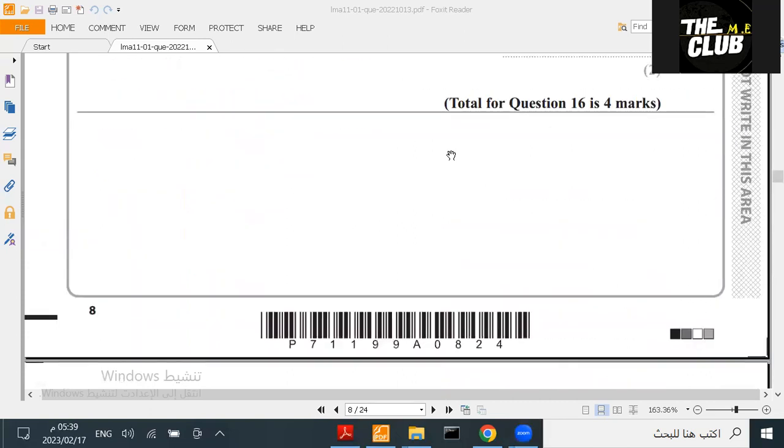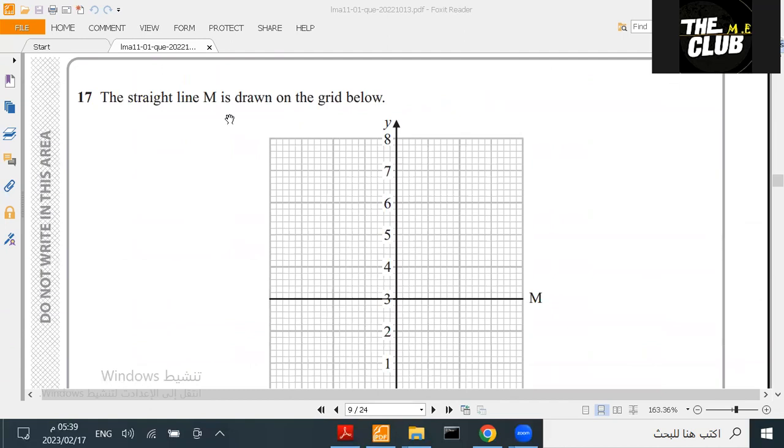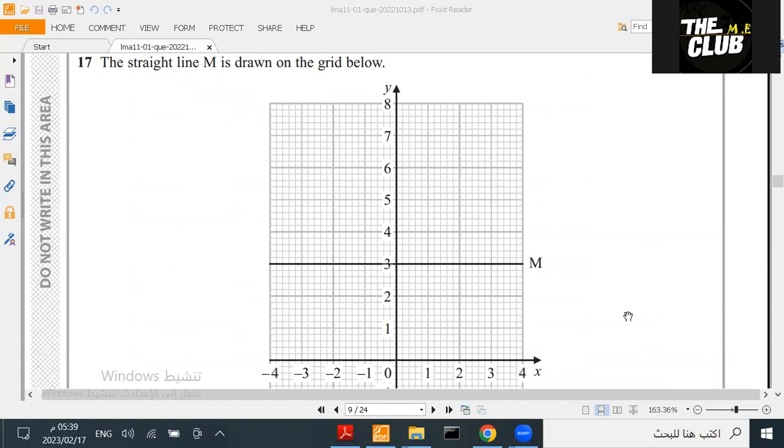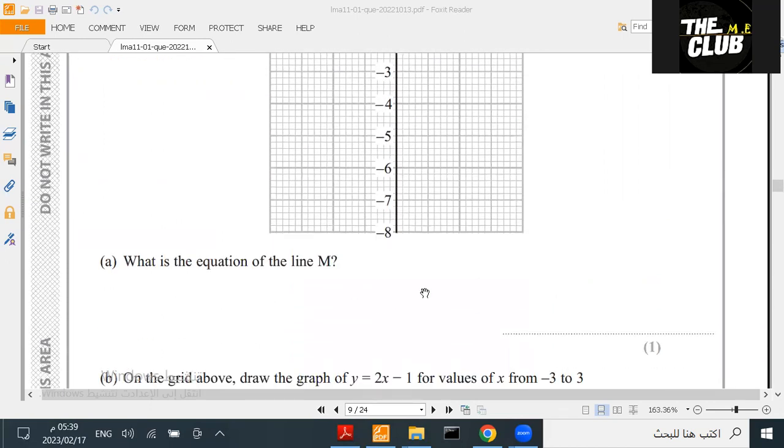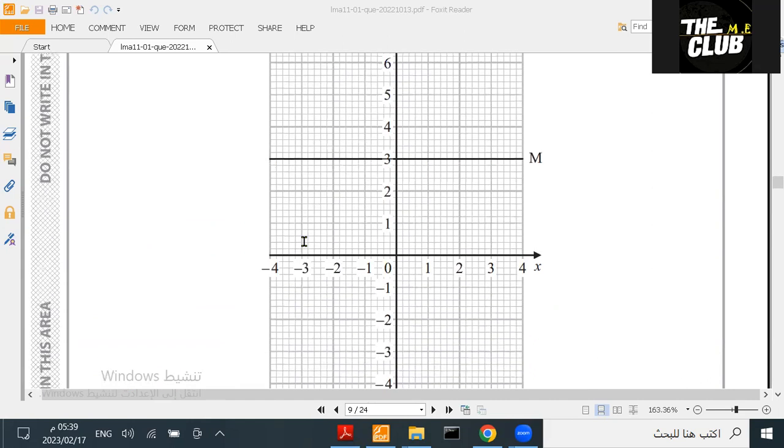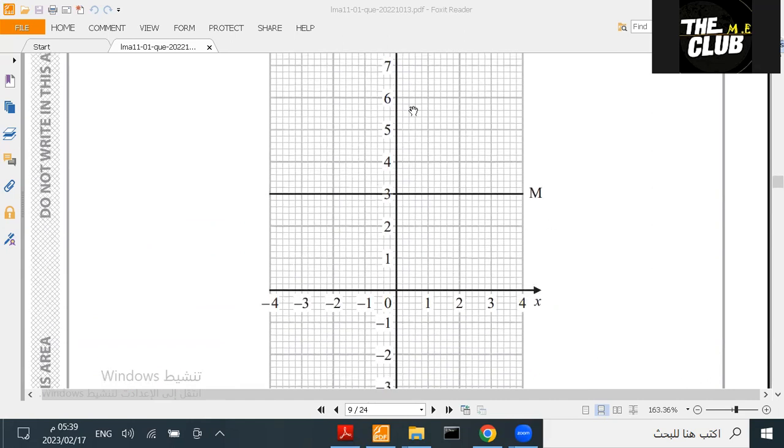Let's move on. Question 17. The straight line M is drawn on the grid below. What is the equation of the line M? So we look at M. Where does M cross? It crosses the y-axis. Since it crosses the y-axis, we write y equals. It crosses the y-axis at the number 3, positive 3. So we write y equals 3.